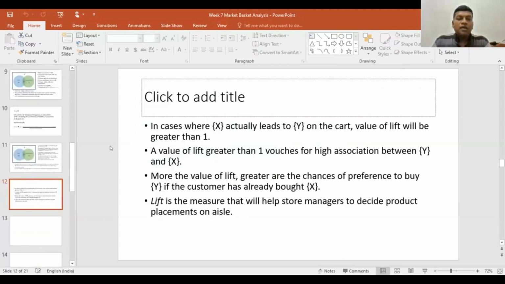So in cases where X actually leads to Y on the cart, the value of lift will be greater than 1, which is what we are looking for. So if we want to establish that there is a strong association between X and Y, we should invariably look for this rule. The value of lift has to be greater than 1. The greater it is, the better it is. So if it's like 1.8 or 1.9 or 2.1, you say that it's a really strong association.